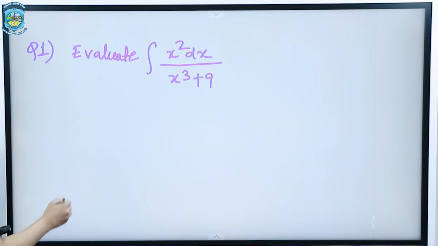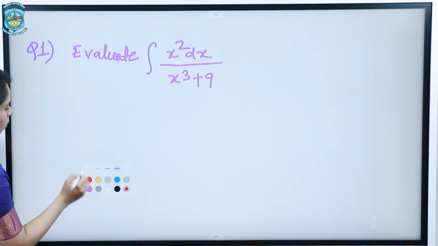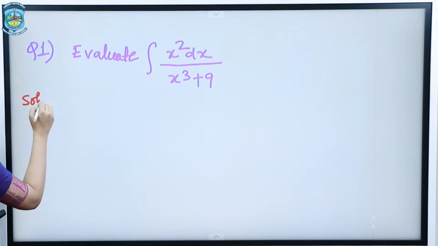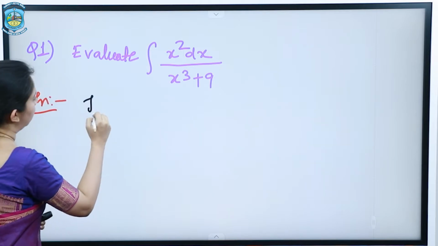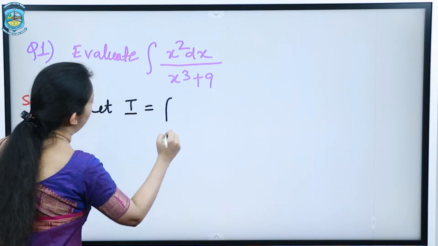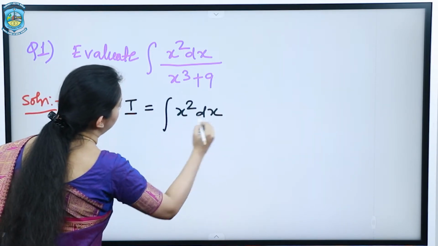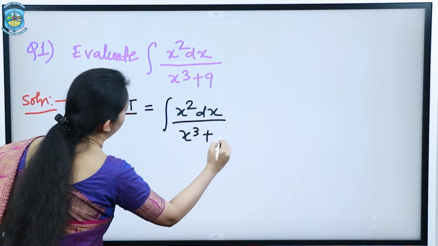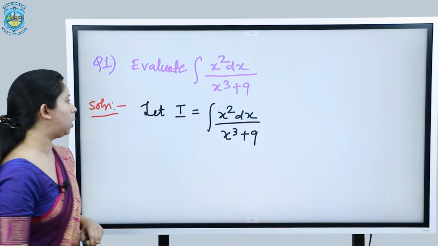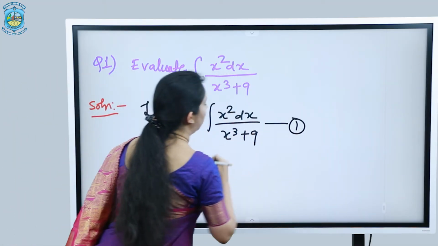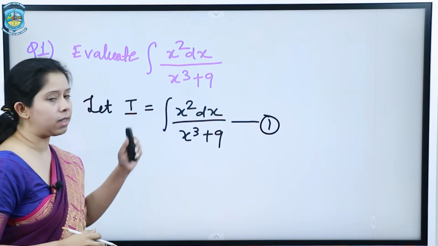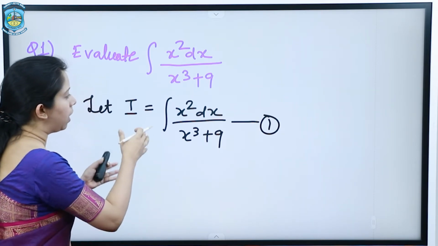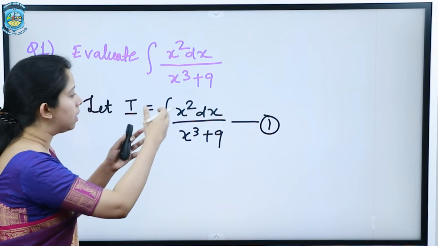So, the first step is to take the whole integral as I. So, this is I equals x square dx divided by x cube plus 9, and mark this as equation number 1. Now, we have to use the substitution method. So, what will be the best substitution we can use so that this integral becomes simpler?